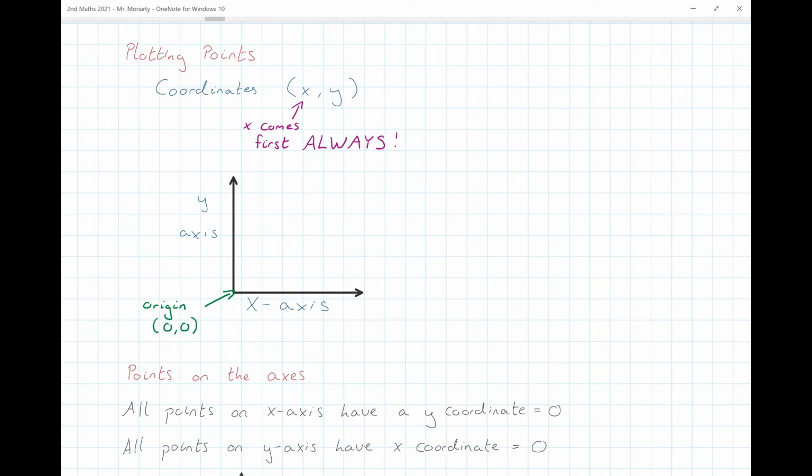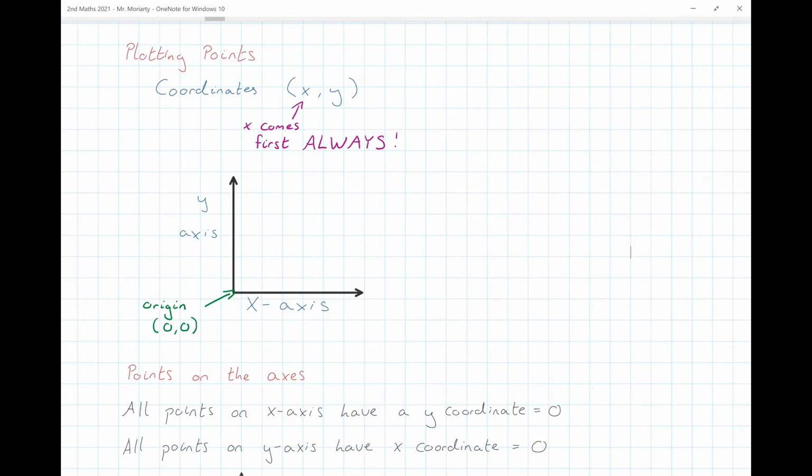We're going to continue with coordinate geometry, and today we'll be looking at the distance formula, or the length of a line. First of all, a quick recap of plotting points. When you have a coordinate, the x coordinate always comes first, just like in the alphabet, x then y.